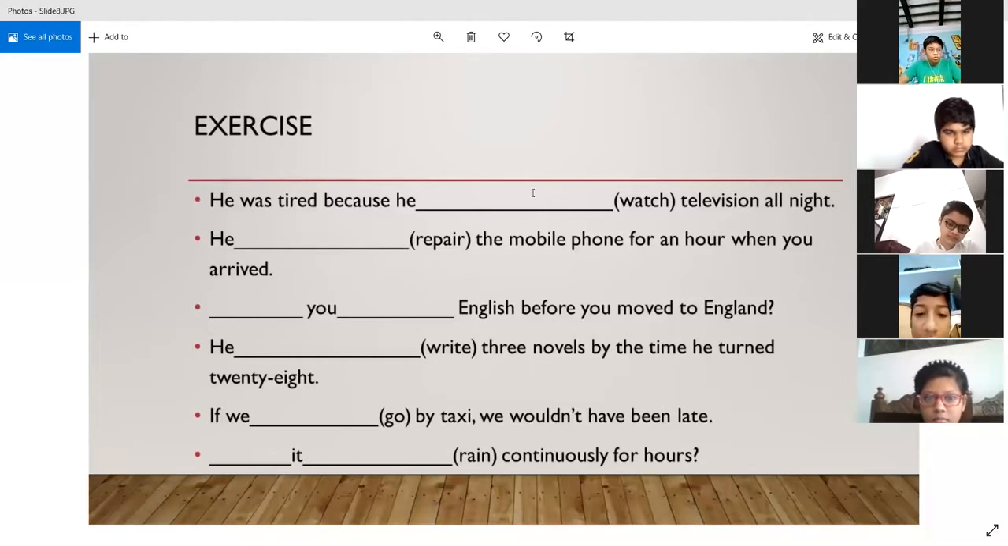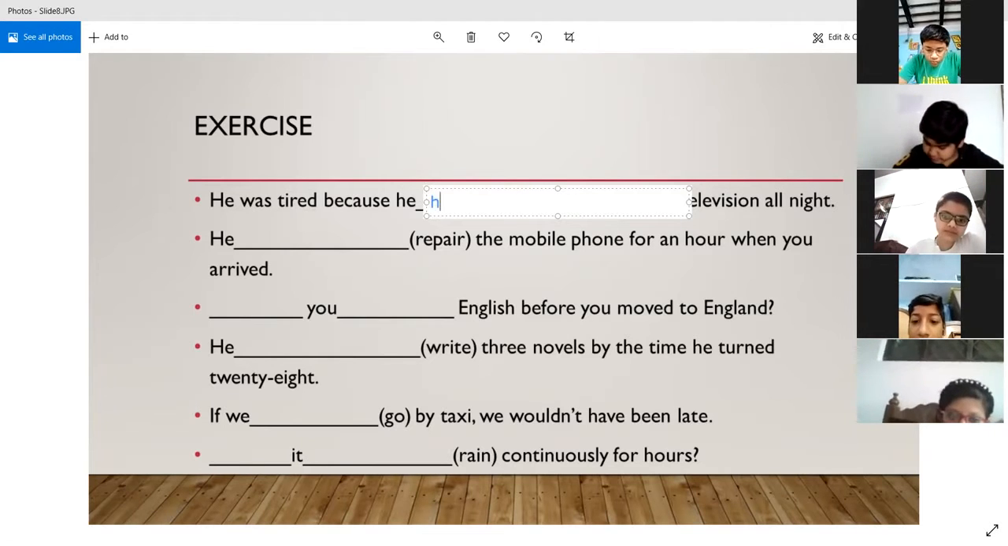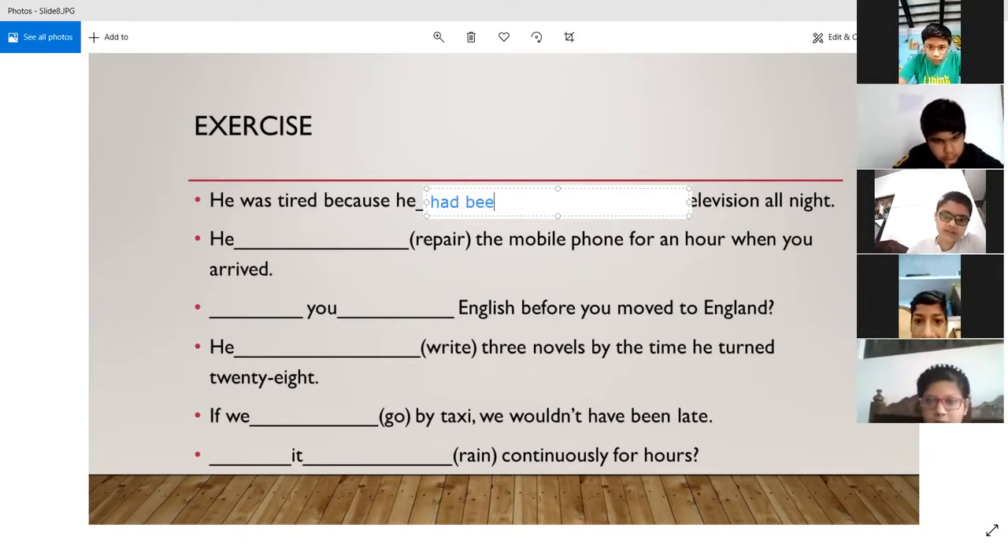He was tired because he had watching television all night. He had been watching. I just told you the form that past perfect continuous tense takes. It's had plus been plus verb plus the ing attached, right? So he had been watching.